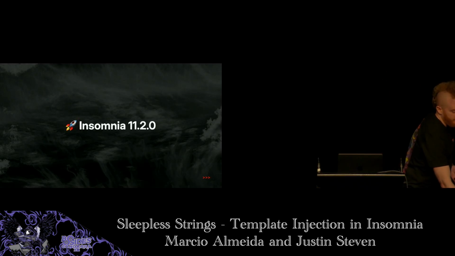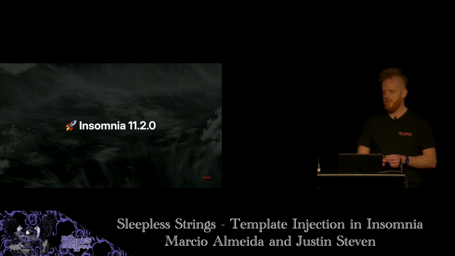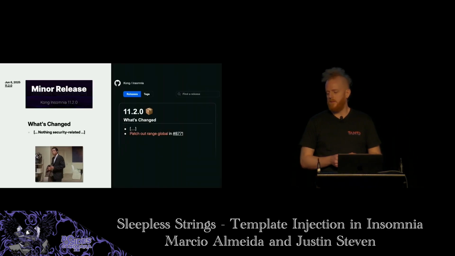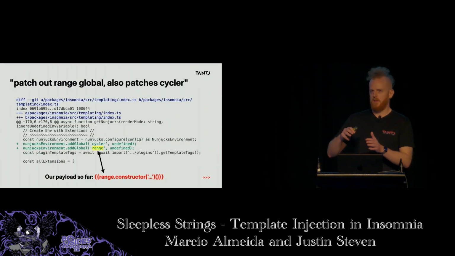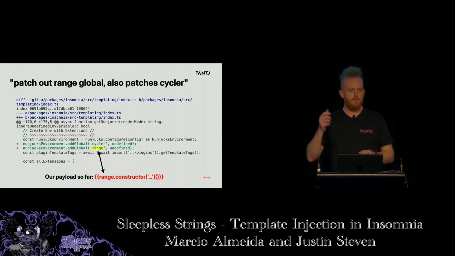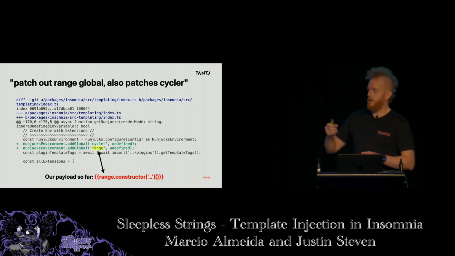And while we were doing that, while we were writing our post, Insomnia 11.20 came out. Nothing in the changelog, but over on GitHub they said that they patched out the range global. But if you dig into that PR, it also patches out something called cycler. So what they'd done is they'd ripped out cycler and range from the Nunjucks environment. And our payload so far had been using range.constructor to kick off this chain of arbitrary code execution.